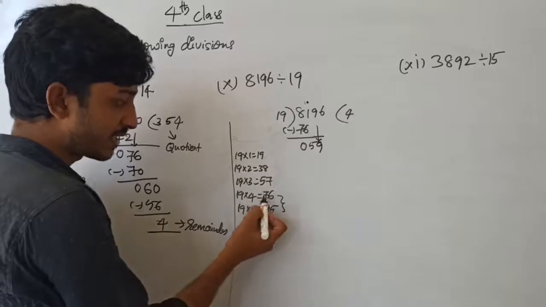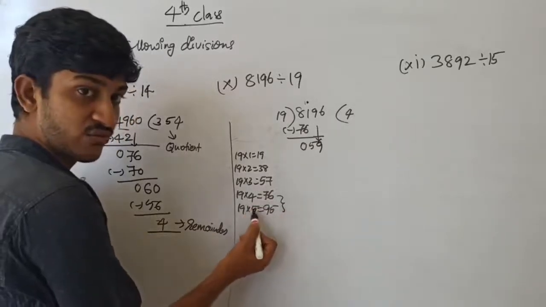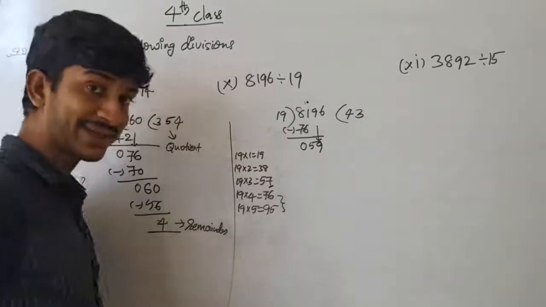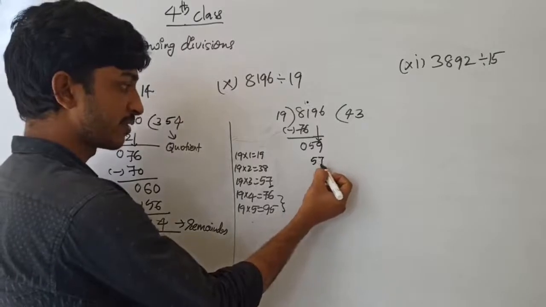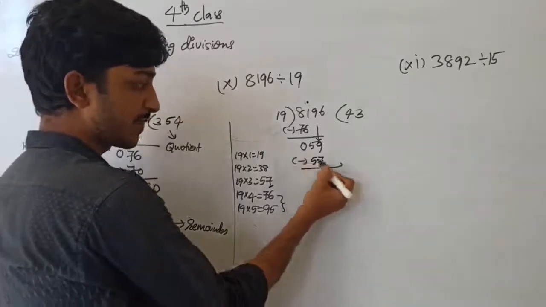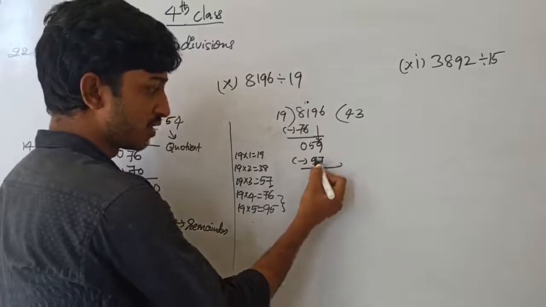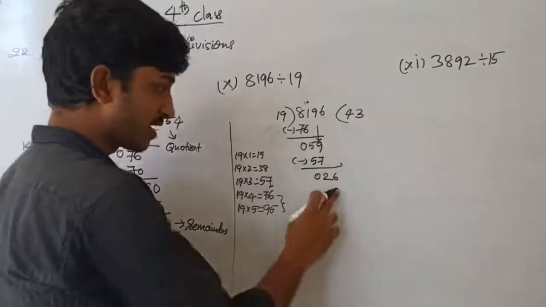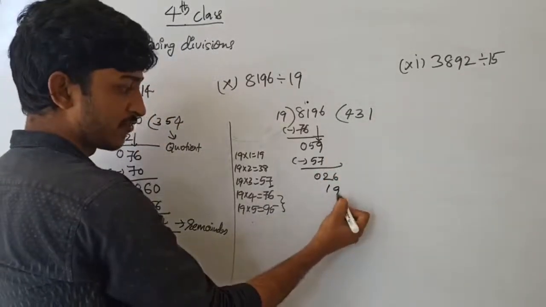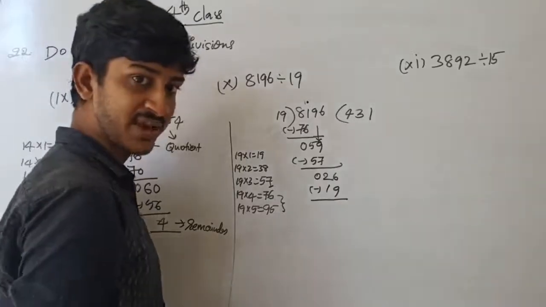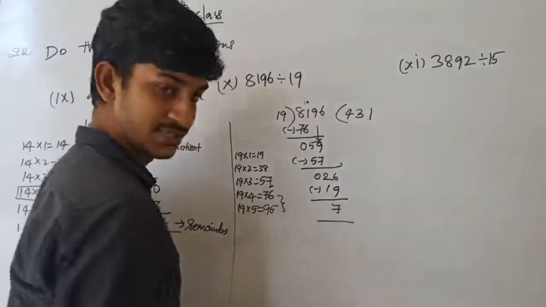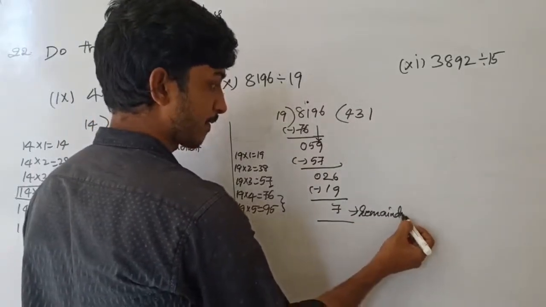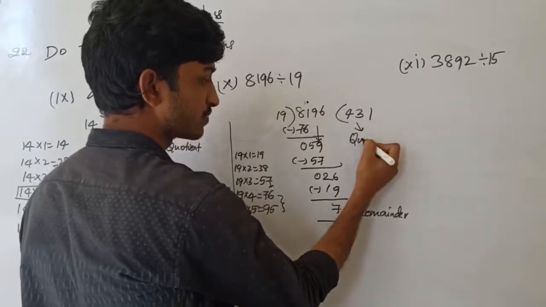See here, 59 is in between 57 and 76. So the lesser and nearer value is 57. It is 3 times, 19 into 3 is 57. So I am taking 57 here. Subtraction: 9 minus 7 is 2 and 5 minus 5 is 0. Now I am taking this 6 to here, and it is 26. One time, 1 into 19 is 19. 26 minus 19 equals 7. This 7 is called the remainder, and this is the quotient.